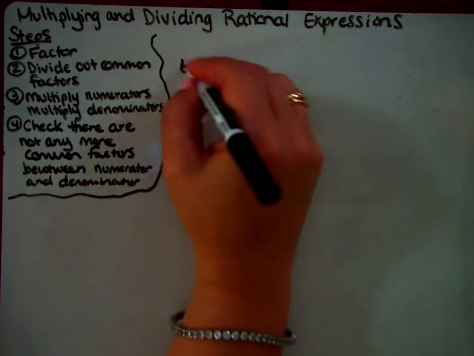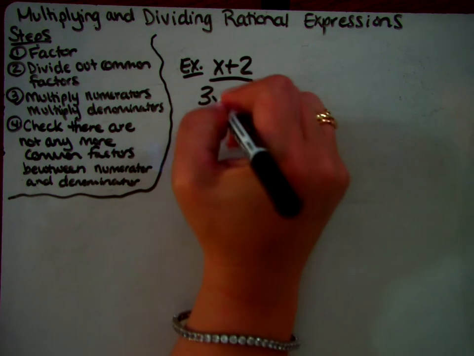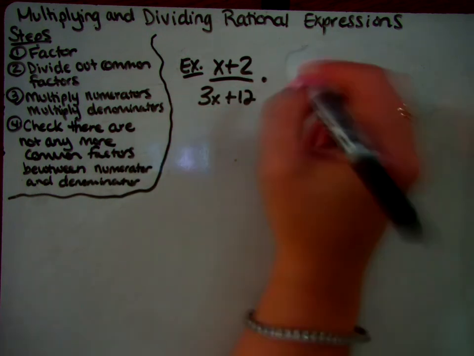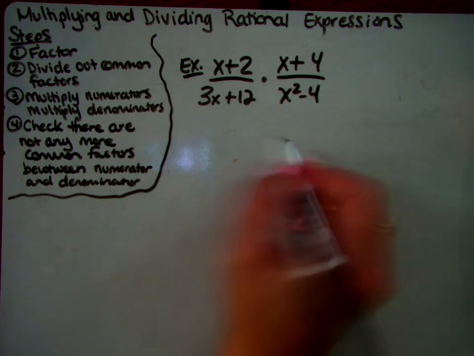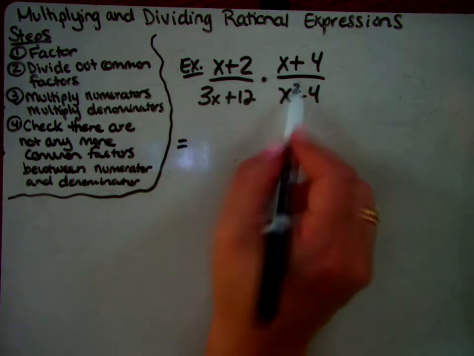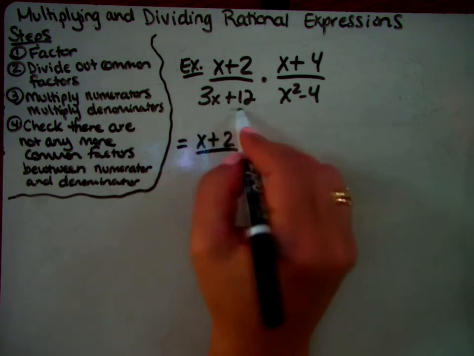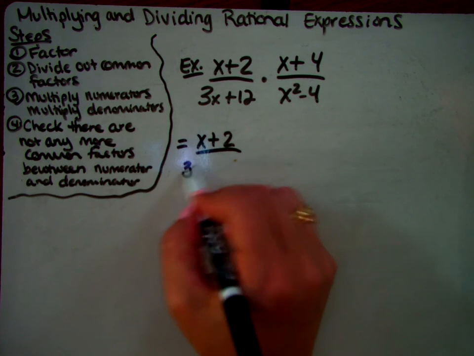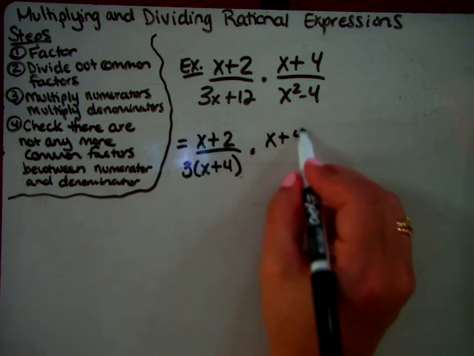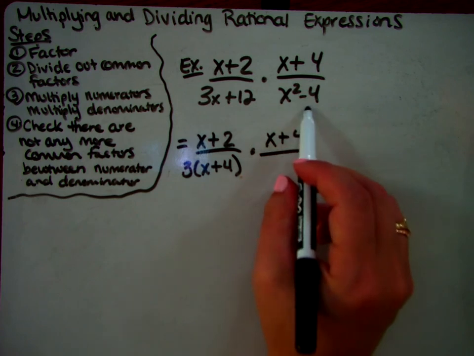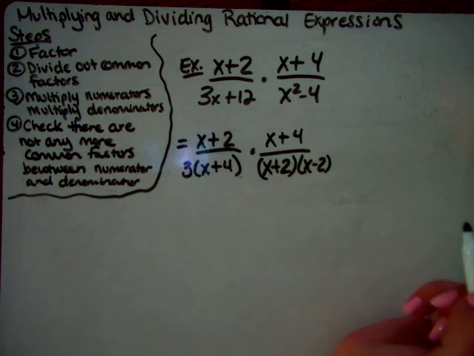All right, this example is going to be (x + 2)/(3x + 12) times (x + 4)/(x² - 4). I'm just going to go down here to a second line. So I want to factor, so I'm just going to write x + 2. I can't factor that, so that's just going to stay the same. This one, they share a 3, so I can factor out a 3, and it leaves me x + 4. x + 4, can't do anything with. x² - 4, that's a difference of squares, so that changes into (x + 2)(x - 2).